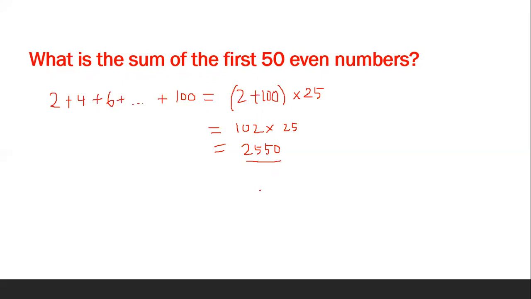Now, what about odd numbers? Then it's the same thing. There are 25 odd numbers, 25 pairs, and then 1 plus 99 should be the last digit.